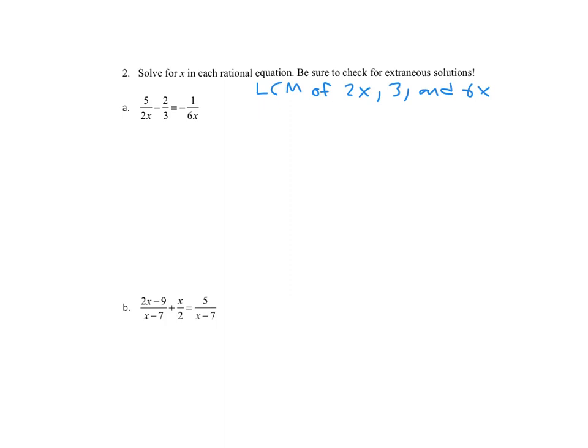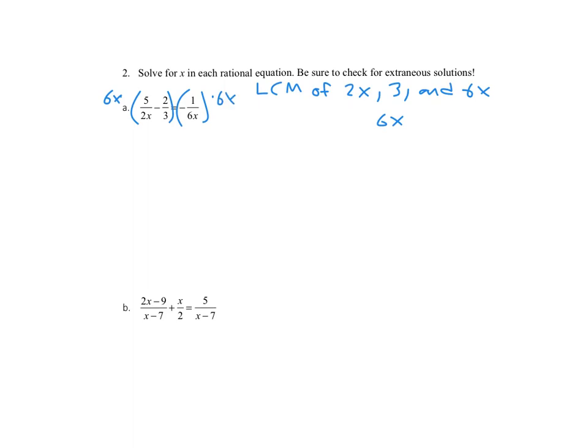And remember, multiples get bigger and bigger, so don't confuse it with factors, but the least common multiple of 2x, 3, and 6x is going to be 6x. 6x is divisible by all of those things. So I'm going to multiply both sides of this equation by 6x.